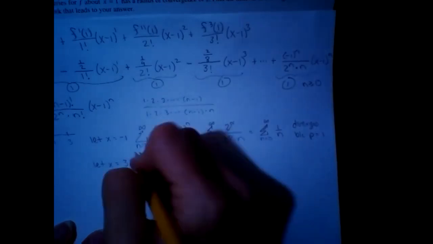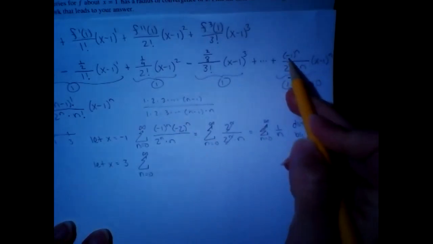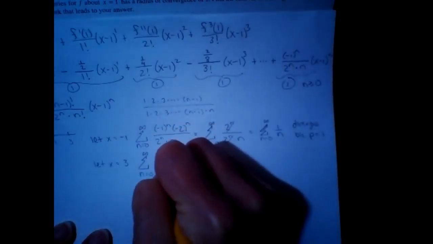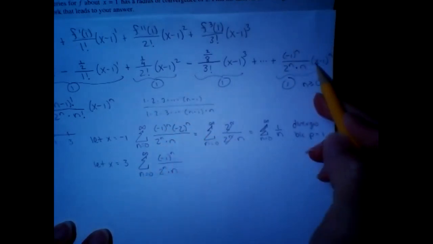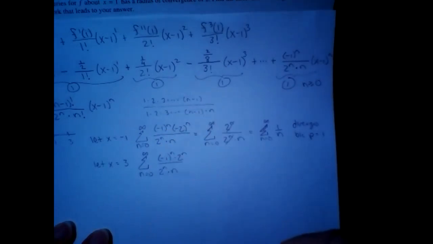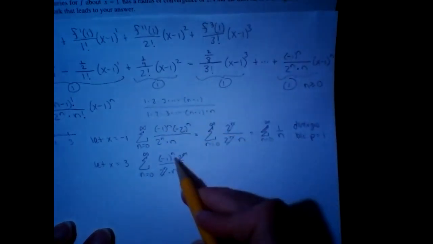So we're not including that endpoint. All right, now we're going to do the exact same thing, except let x equal 3. So it's going to be -1 to the nth over 2 to the n times n, and we're plugging in 3. So 3 minus 1 would be 2, and then to the nth. So these are going to cancel, and we're left with -1 to the nth over n.